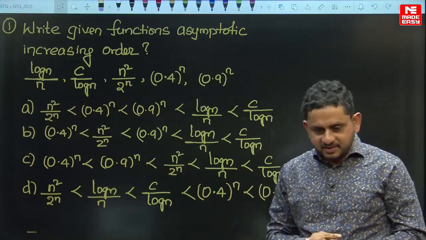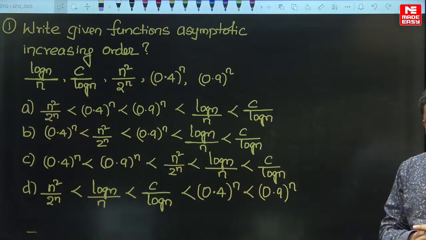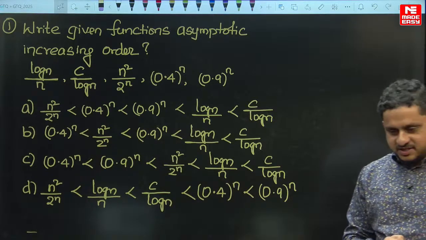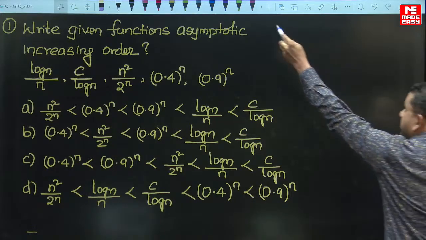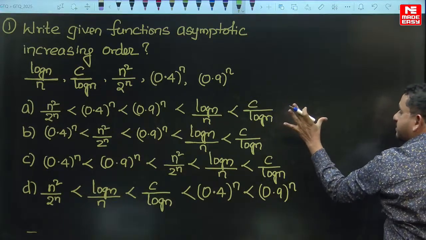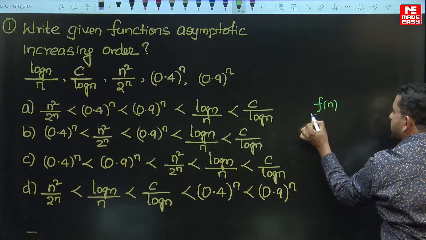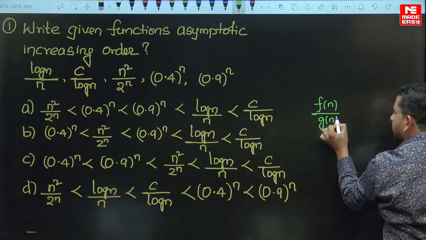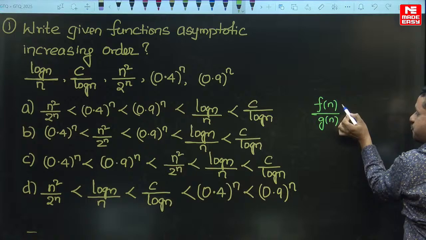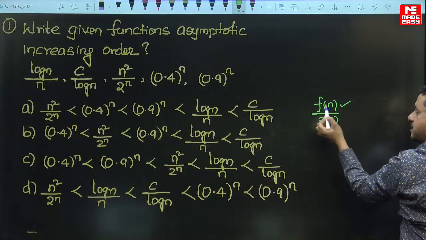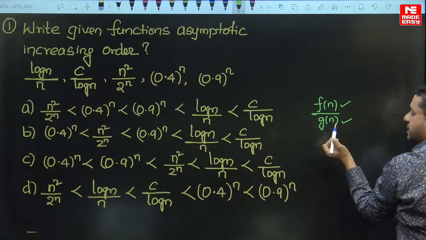I'll give some time, probably one to 2 minutes. Please post your comments. And for this question, the hint is, because these are decrement functions, compute the ratio of two functions. After simplification of the ratio of two functions, if the numerator is bigger, then f of n is asymptotically bigger; if the denominator is bigger, then g of n is asymptotically bigger.